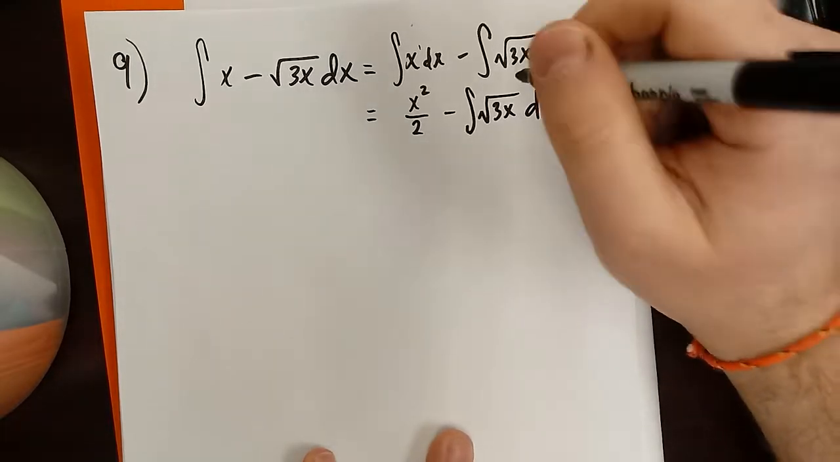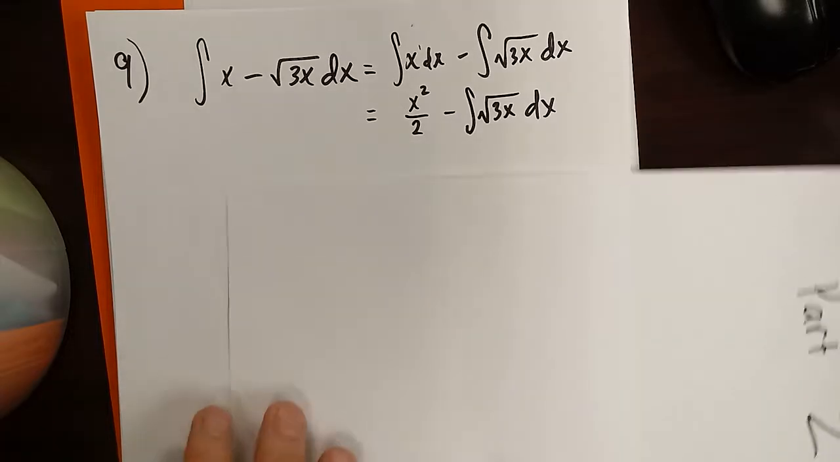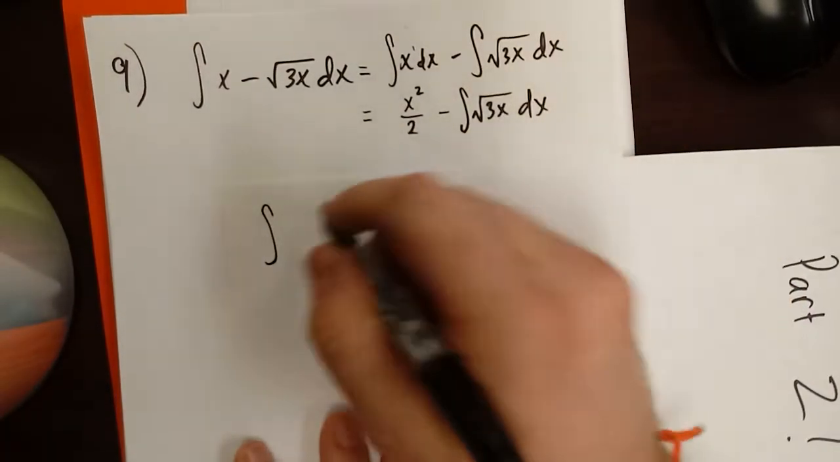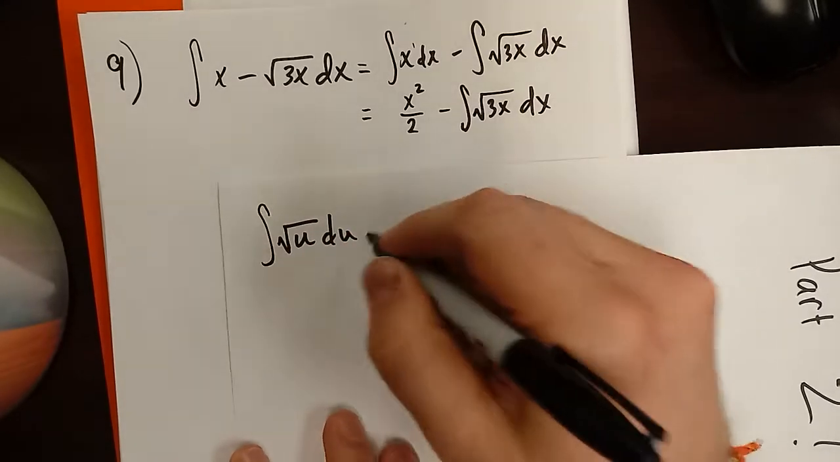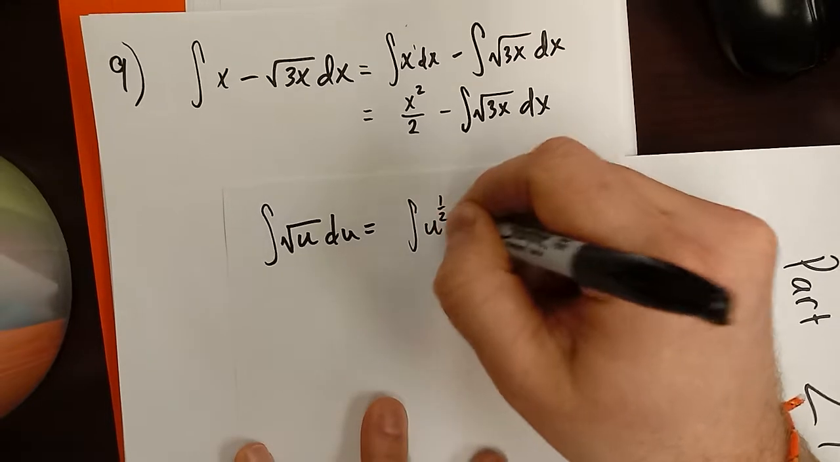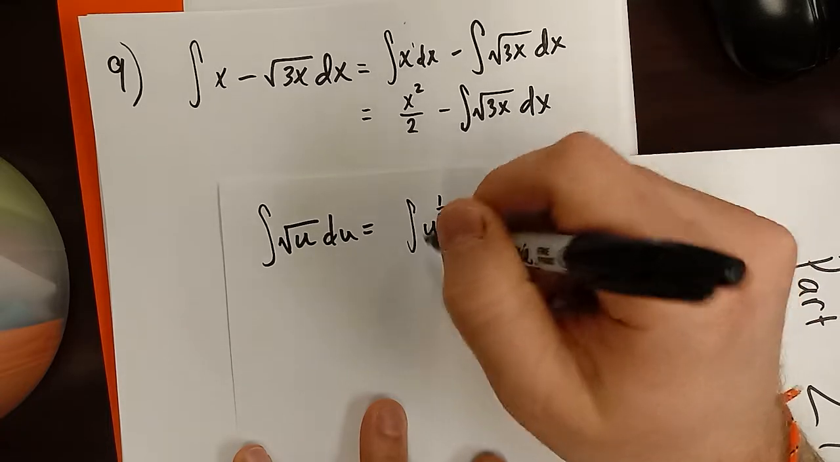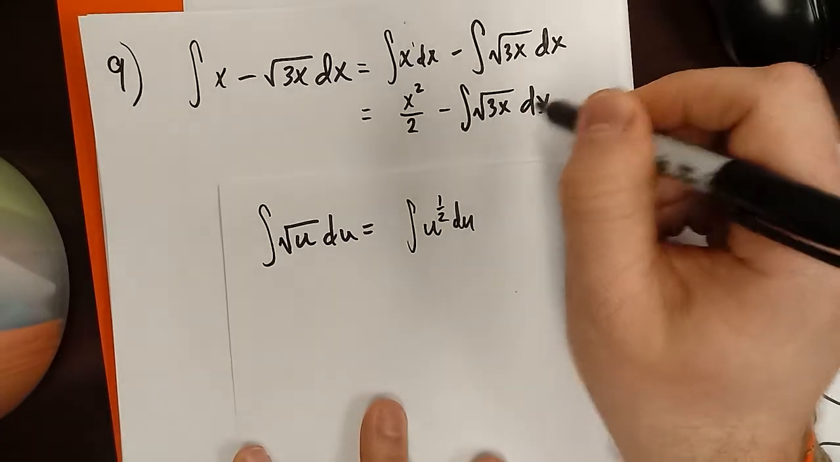So the idea with u-substitution is that, instead of dealing with the square root of 3x, let's call it the square root of u. If only I had the square root of u du, well then I'd be able to go, oh, I know this is u to the 1/2 du, and so to do my integration here, I add 1 to the exponent, I divide by the new exponent.